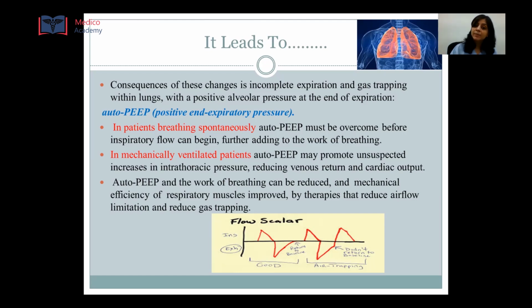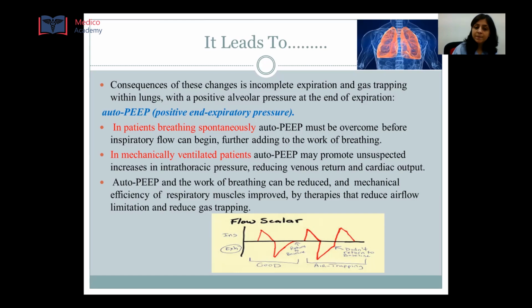Whereas in patients who are mechanically ventilated, this auto-PEEP will promote an unsuspected increase in intrathoracic pressure, ultimately leading to reduced venous return, reduced cardiac output, and hemodynamic instability of the patient.